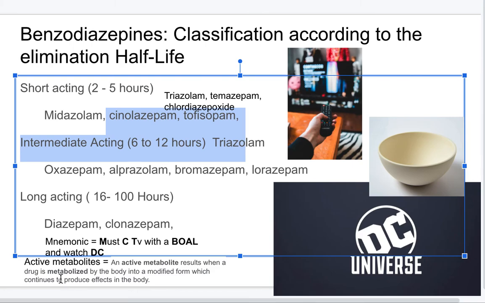One thing else which Step 1 mentions is active metabolites. An active metabolite means something that is metabolized in the body and still has activity.